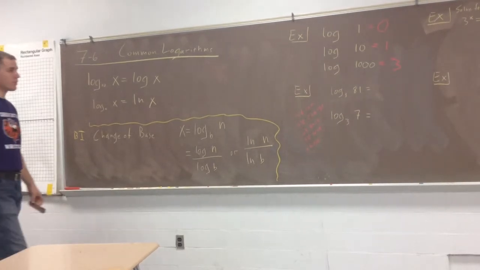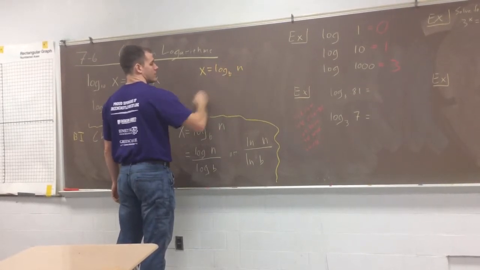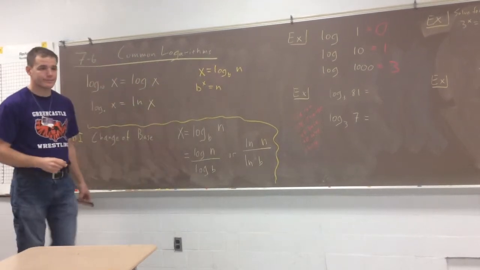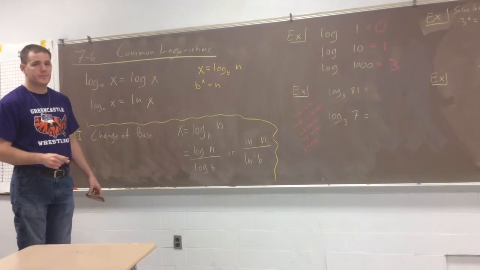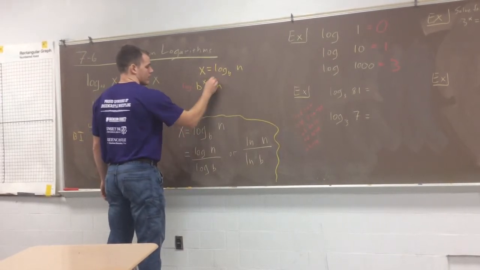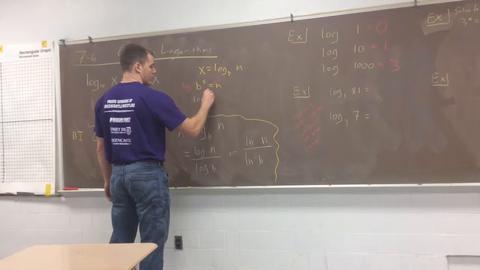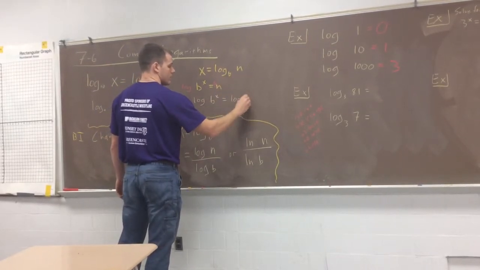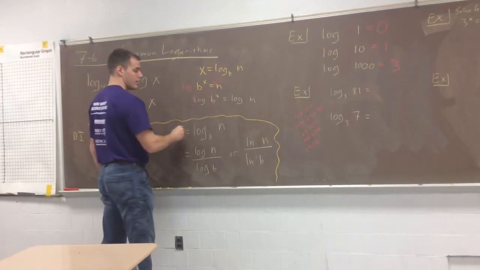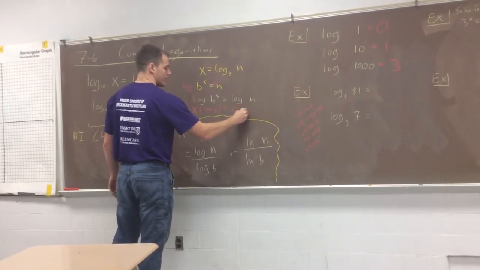Here is a short proof of how this works. If x is equal to log base b of n, we would all agree that b raised to the x is equal to n, correct? Put your pencil down, just watch this. I'm going to hit both sides with a log, log base 10. So now I have log of b raised to x is equal to the log of n. But by our properties of exponents, the exponent can come down in front, can't it? So I get x times log of b is equal to the log of n.